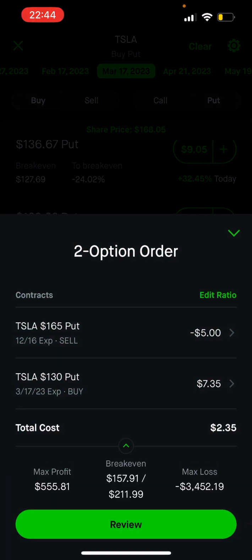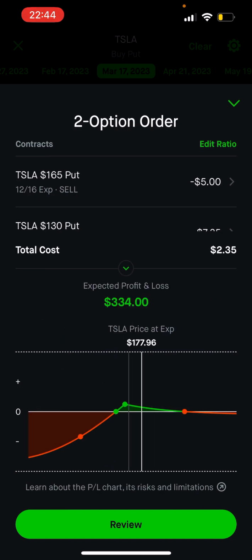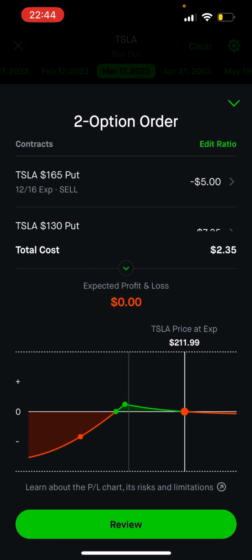Okay, so this is a 2-option order. Robinhood doesn't know what this is called, but this trade costs a 235 debit. Okay, so I wish this was more zoomed in here. Okay, so right now the max profit is at 165 for Tesla. Okay, if it goes up to 211, which I don't think it's going to go that high.